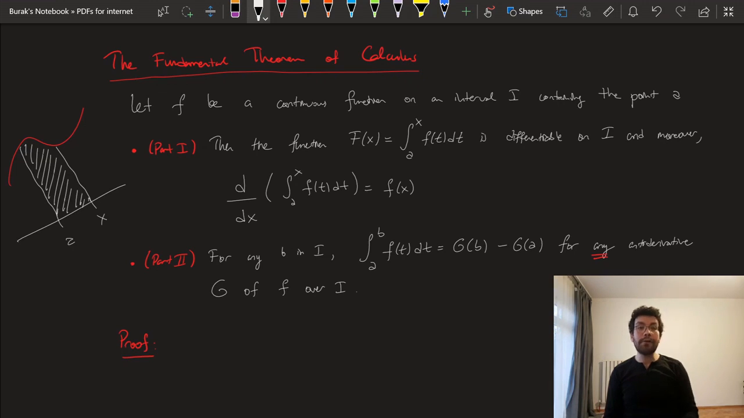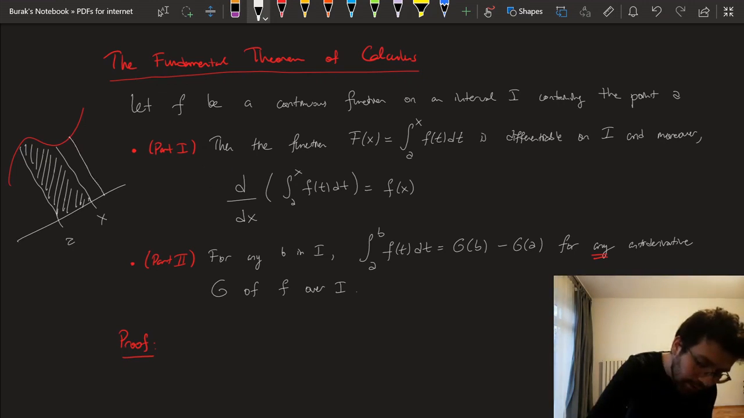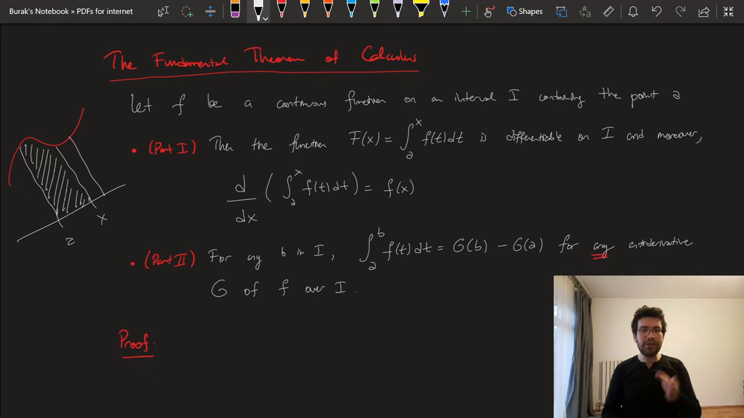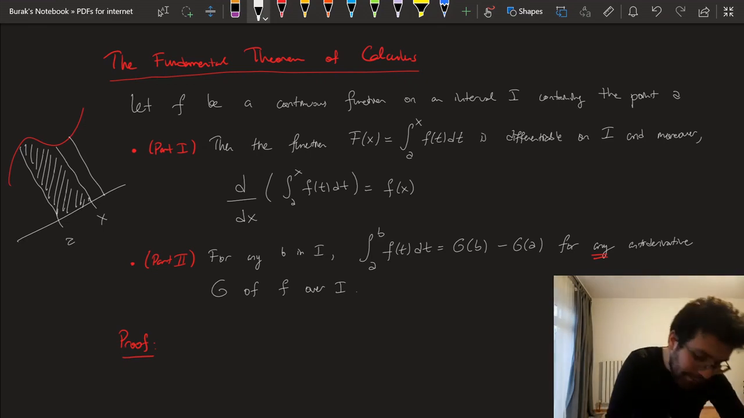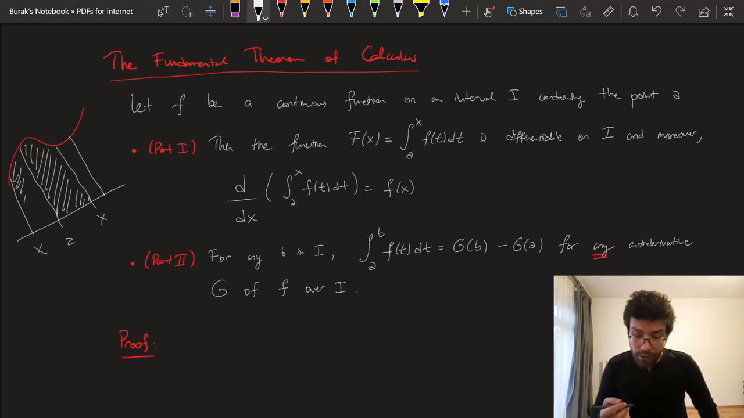So you're going to do this for every x. You change your x, and you get a different number. So for each x, you compute these definite integrals, and you consider the corresponding function, which I named here big F, which is the definite integral of little f from a to x for every x in this interval. And x can be on the left, it doesn't matter, okay? You define this function. The first part of the fundamental theorem of calculus tells you that this function is a differentiable function. It's differentiable on I.